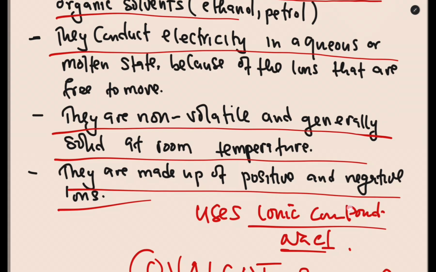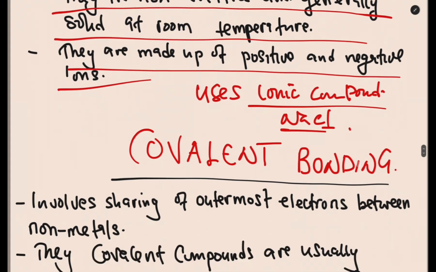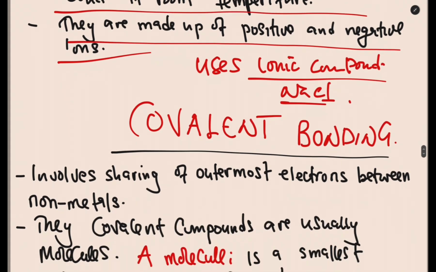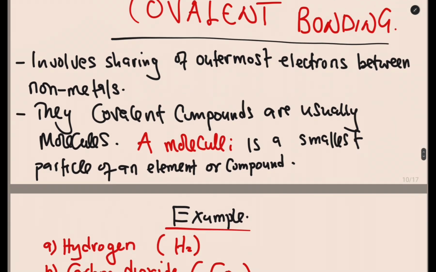Very important. All right, let us shift our attention now to covalent bonding. So covalent bonding, what does it involve? Covalent bonding involves sharing of electrons. In ionic bonding, we said it involves transfer of electrons, but covalent bonding involves sharing of electrons between non-metals. That is very important, and it results in the formation of a molecule.